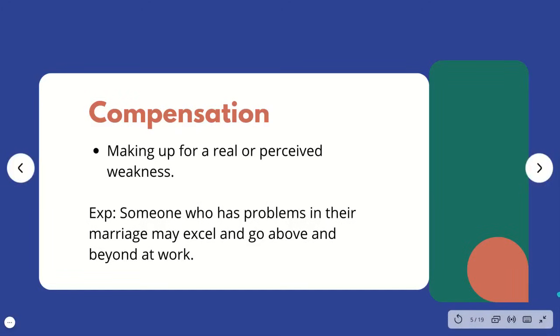Okay. We're going to jump on into compensation, making up for a real or perceived weakness. So if you perceive you have a weakness, you're going to do something to make up for that deficit. My example here is someone who has problems in their marriage may excel and go above and beyond at work. So maybe they're really bringing home a big paycheck and able to provide for their family because that's one way they're trying to compensate for those marriage problems.